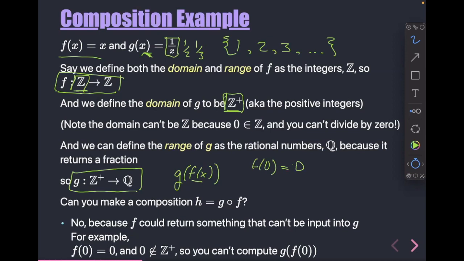Then I'm going to input 0 into G. But I already said I can't, because G is only taking positive integers. So this is not possible. You can see why, because I would get 1 over 0, which would be bad, so we don't want to do that. The idea is that we can't make this composition because we're returning an integer here, but we're only taking positive integers here. So what f is returning is not corresponding to what G is taking in.